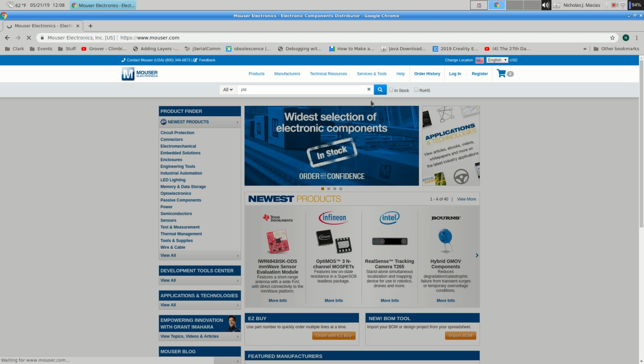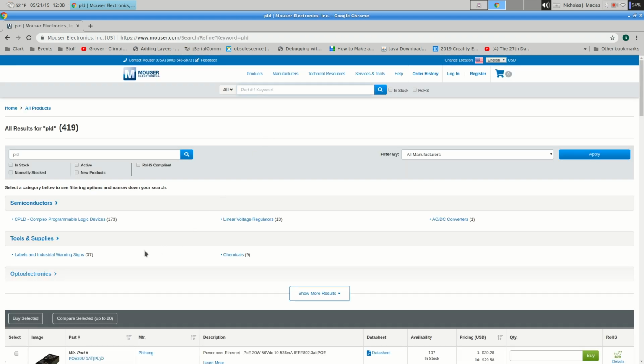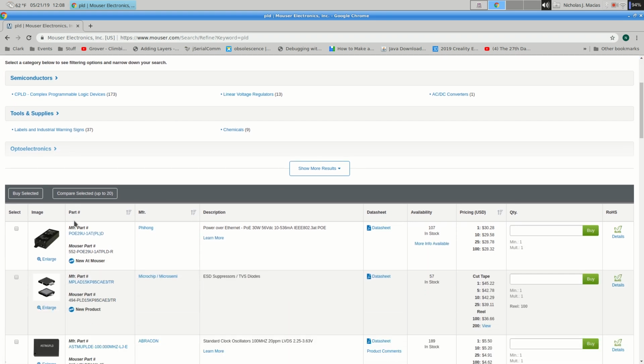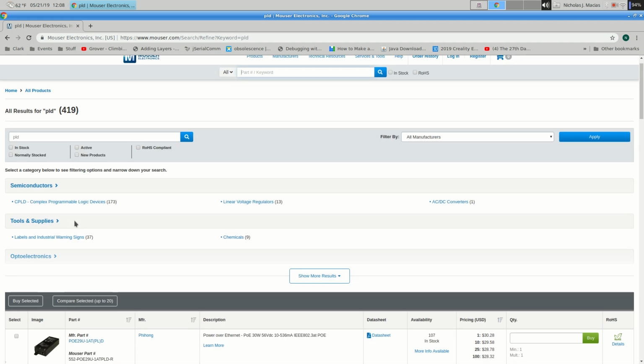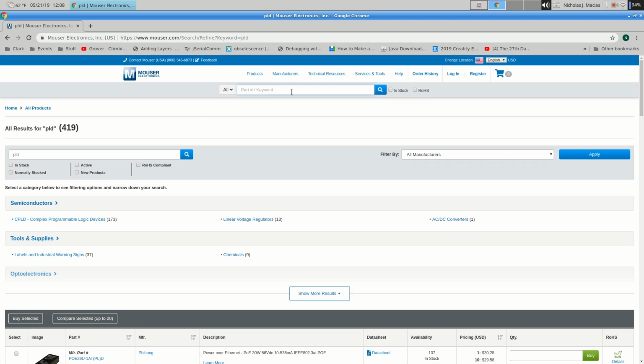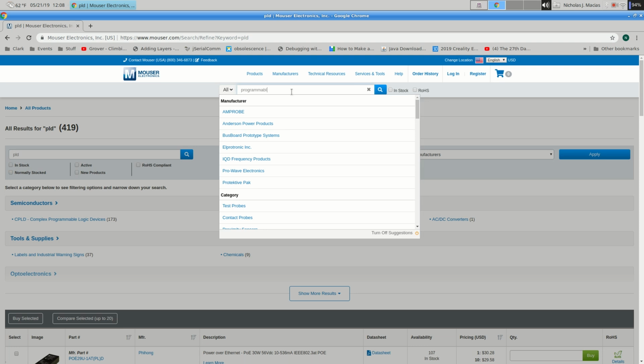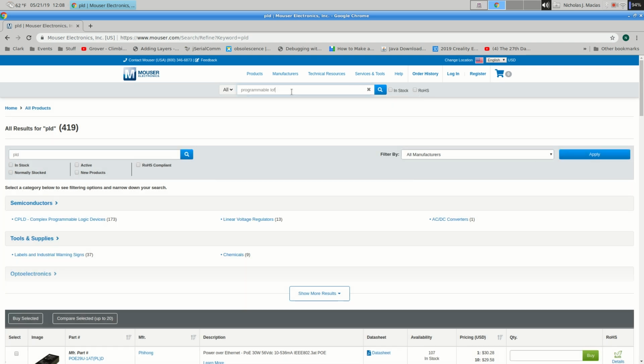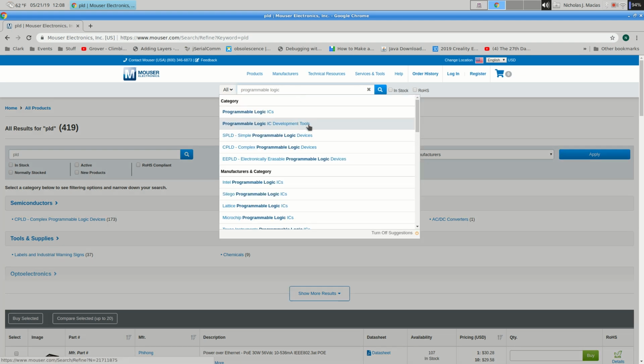Let's just search for that and see. So there's CPLD, complex programmable logic devices. That's kind of a little bit of a different thing. So I don't know. Programmable logic. Maybe spelled right. Programmable logic ICs, maybe.